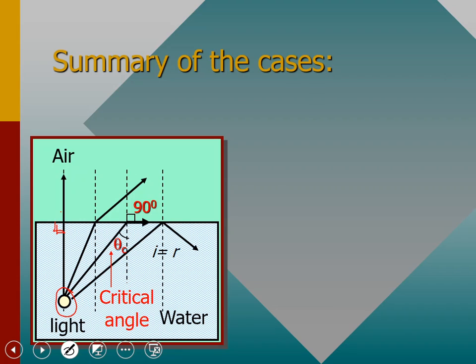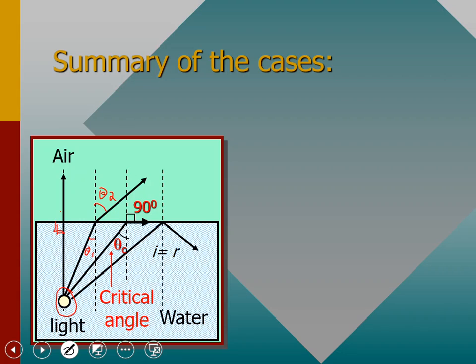Here we have, in this case, an angle which is theta 1. This theta 1 is less than the critical angle. Once the light ray deviates away from the normal and toward the surface, here we have theta 2, which is the angle of refraction, and toward the normal, toward the surface, so theta 1 will be less than theta c. This is the first case.